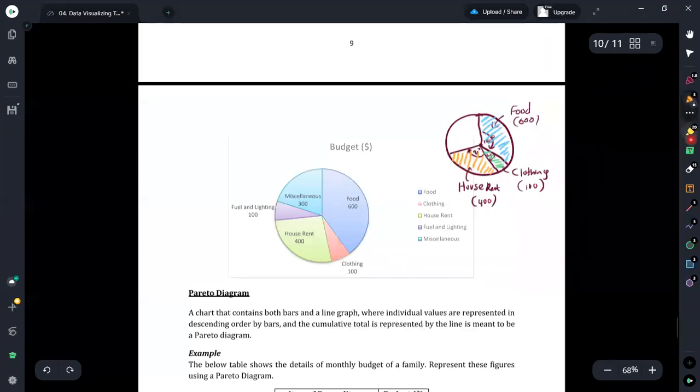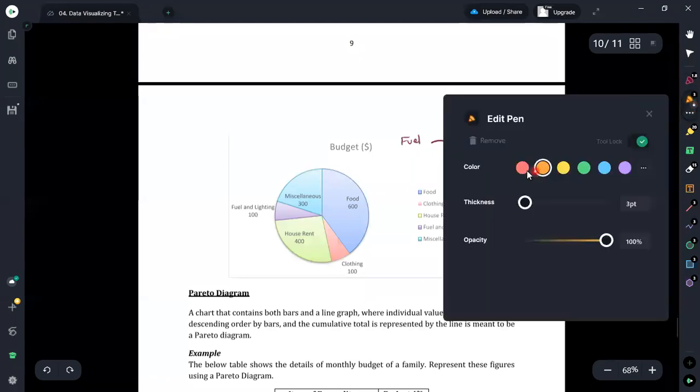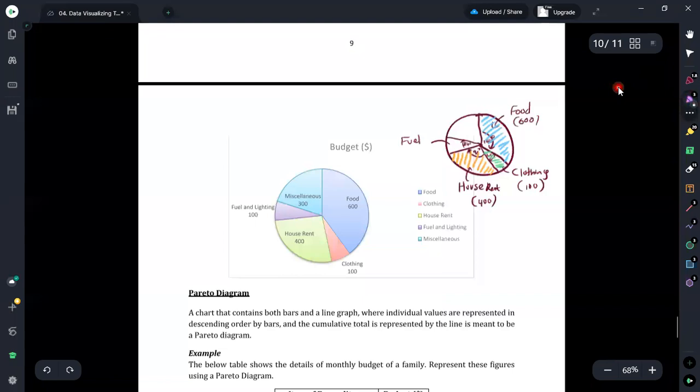And then fuel and lighting. For fuel and lighting, it is identified as again 124. Angle is 24 degrees, and it is for fuel and lighting. I will name it as fuel. Then we have to use another color on this case as well. Yeah, I will use this color.